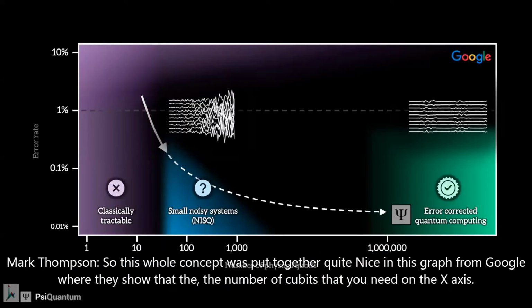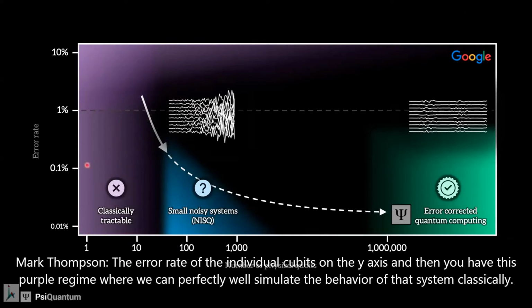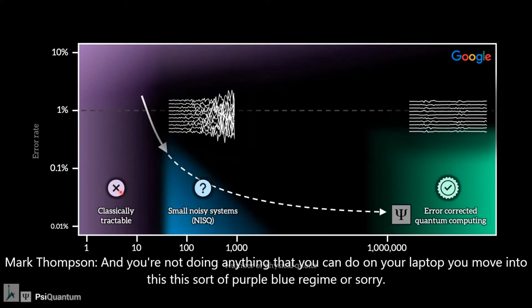So this whole concept was put together quite nicely in this graph from Google, where they showed the number of qubits that you need on the x-axis, the error rate of your individual qubits on the y-axis, and then you have this purple regime where we can perfectly well simulate the behavior of that system classically, and you're not doing anything that you couldn't do on your laptop.